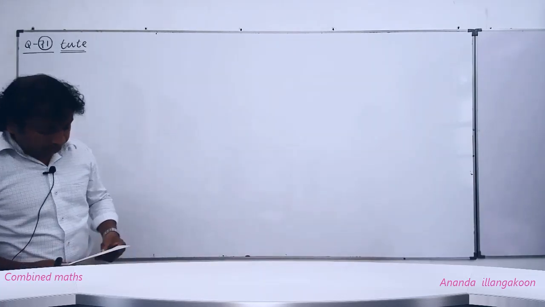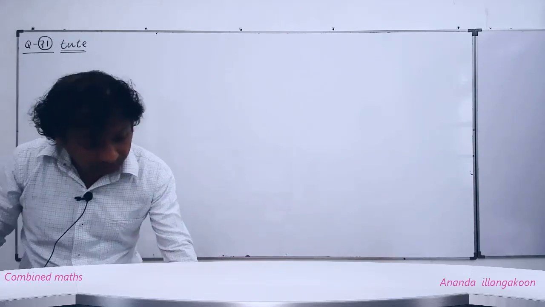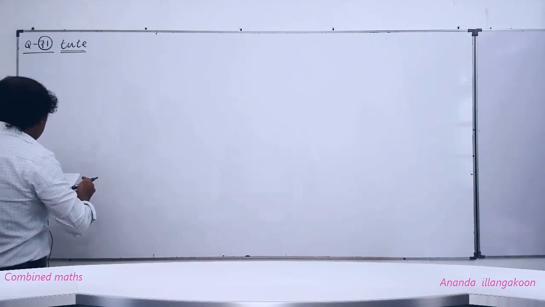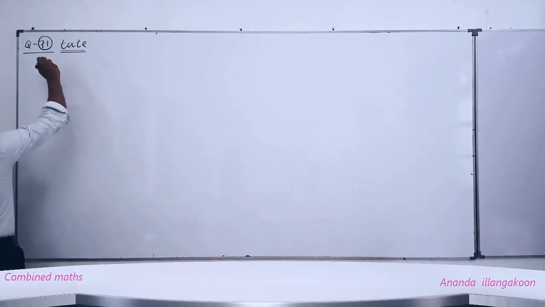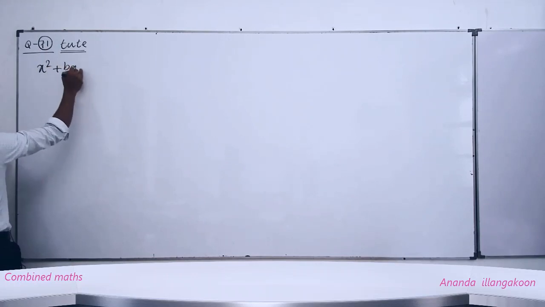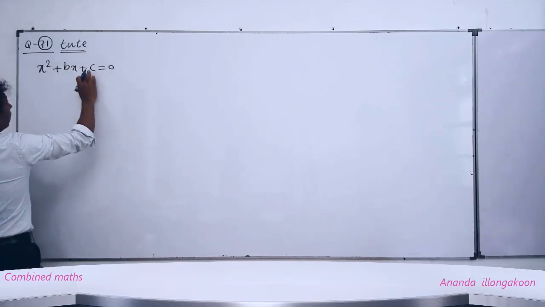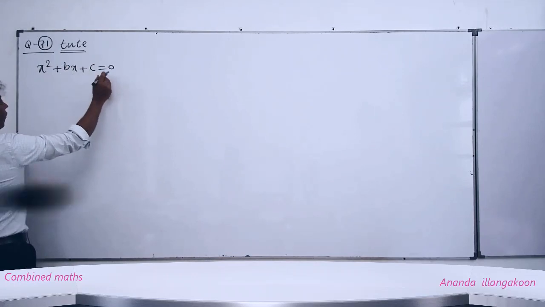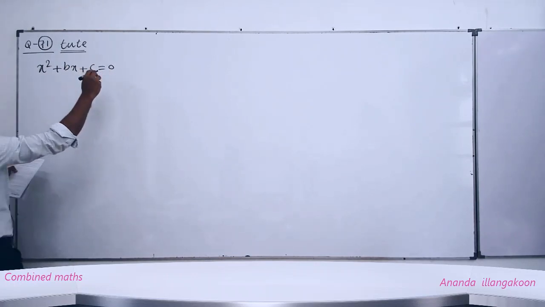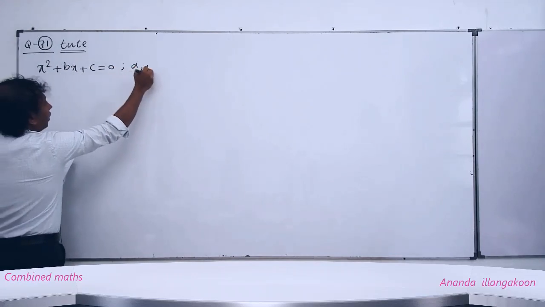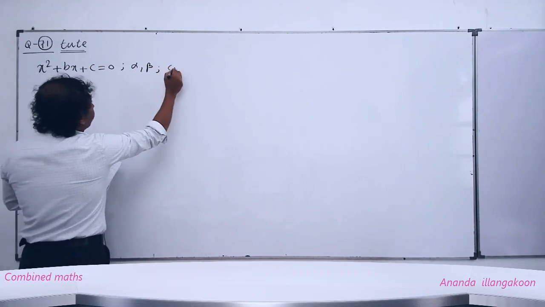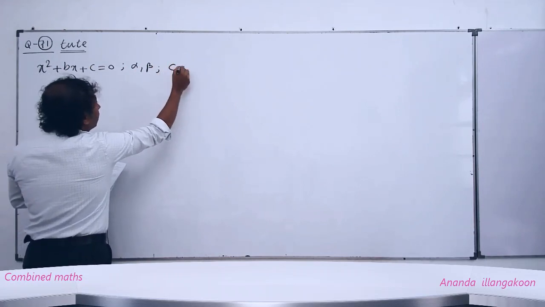Right. People, question number 71 in the tut gives something like this. Alpha and beta are the roots of the equation x squared plus bx plus c equals 0. This is the quadratic equation. We are given its roots as alpha and beta. Here we are given furthermore that c is not equal to 0.